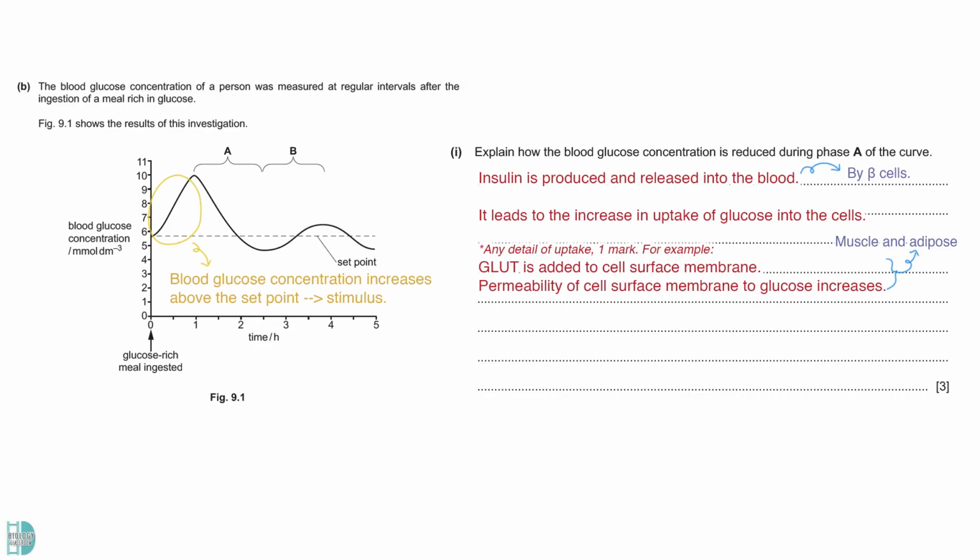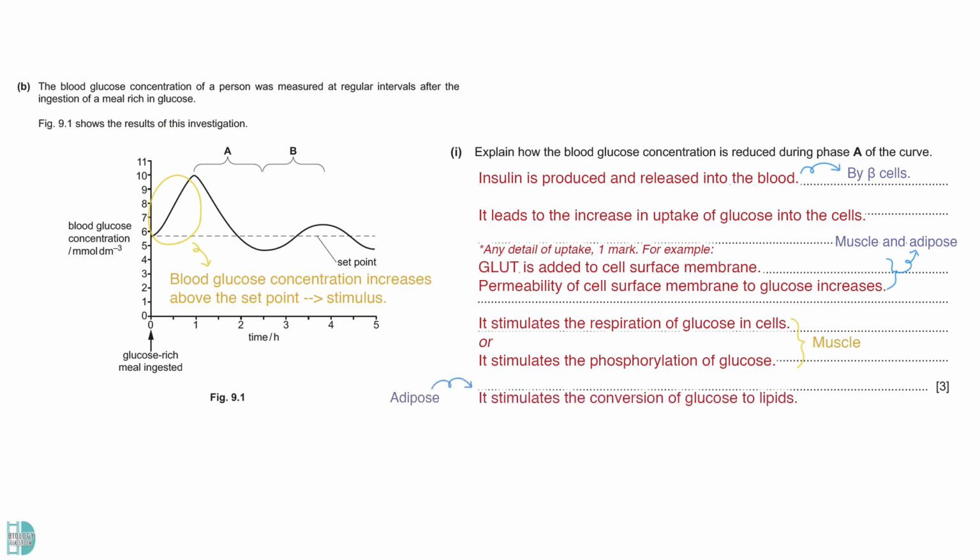In muscle cells, glucose will be phosphorylated. There will be an increase in the rates of respiration using glucose as the substrate. In adipose cells, glucose molecules that are taken up are being converted into lipids. In liver cells, phosphorylation of glucose occurs. The rate of glycogenesis increases where glucose is being used to synthesize glycogen.